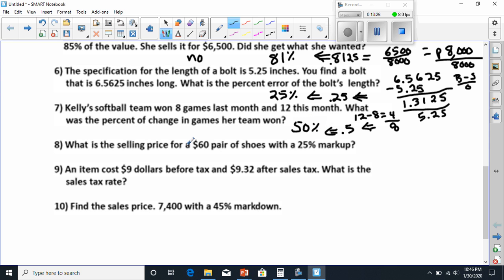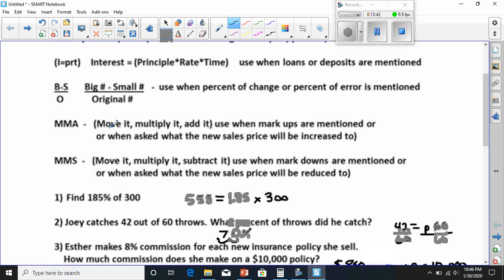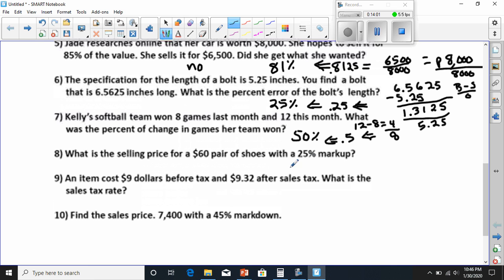All right, what is the selling price for a $60 pair of shoes with a 25% markup? Okay, well, this time we see the word markup. So right there we know we're going to be using MMA. And to use MMA, we're going to have to move it, multiply it, and add it. So let's try that. We're going to move it. We move that decimal over twice, so that'll be 0.25. We're going to multiply it times $60, and then we're going to add it.